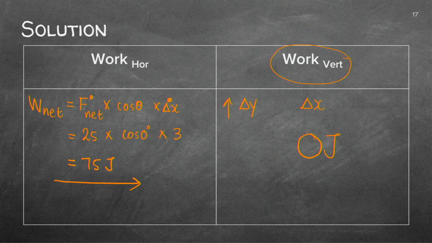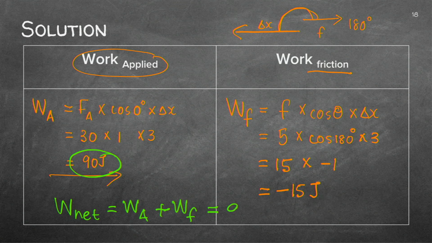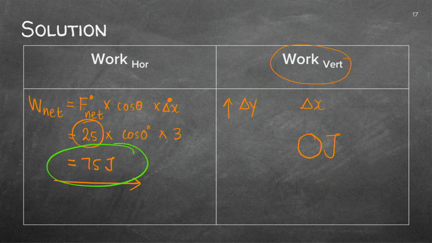And remember what we got when we used the net force. We got an answer of 75 joules. Now see what we can find here. Here we can find we've got 90 joules. So the net work will be the work of the applied plus the work done by the friction. And that would be 90 plus, but we've got a minus 15 there, giving me a value of 75. And that coincides exactly with the answer that we got there.